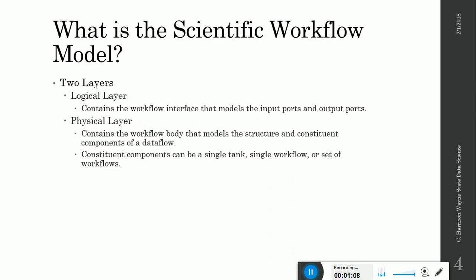So what is the scientific workflow model? Well, typically it has two layers: a logical layer, which contains the workflow interface that models the input ports and output ports, and then a physical layer, which contains the workflow body that models the structure and constituent components of a data flow. Constituent components can be a single task, a single workflow, or a set of workflows.